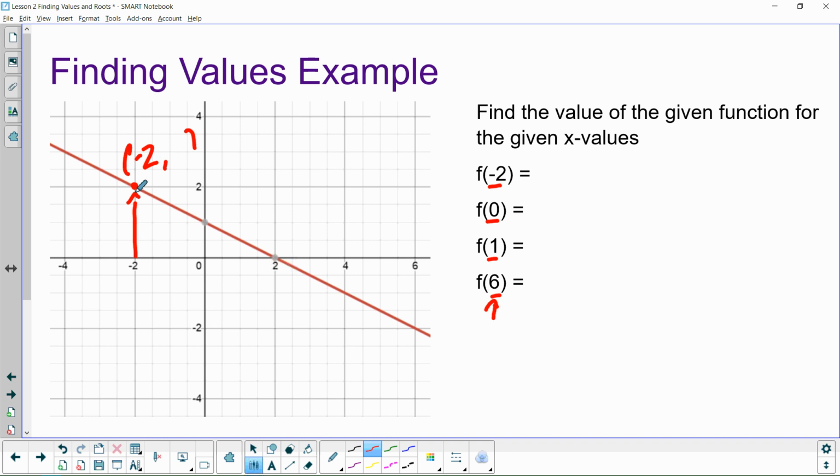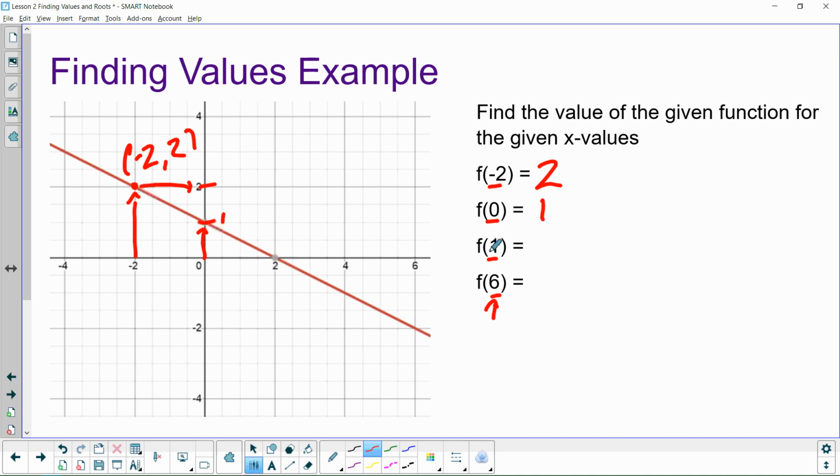So we just go over to the y-axis, we look, and it's 2. So we'd say f of negative 2 is 2, because the height of the graph is 2 at negative 2 on the x-axis. For f of 0, we don't have to go anywhere. We're already at 0, so we just see how high up the graph is. There's 2. This is half of that, so this is 1. So f of 0 equals 1.